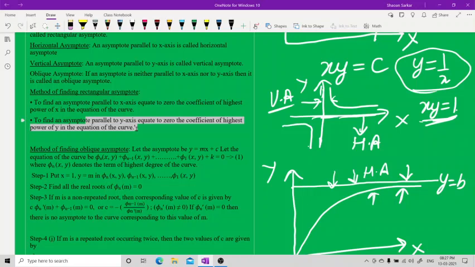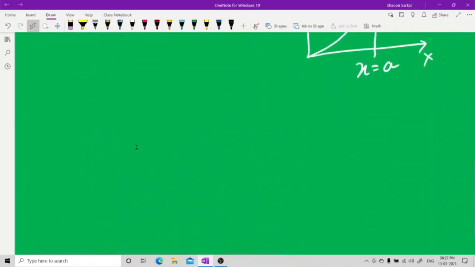I mean to say, in order to find the vertical asymptote, you need to equate the coefficient of the highest power of y to 0. Let us now write it down here.